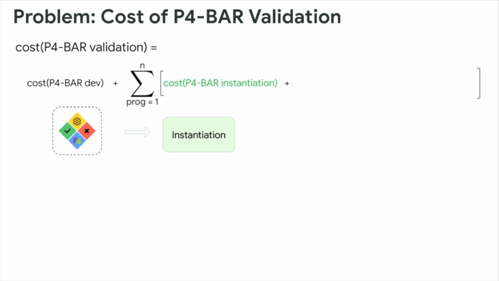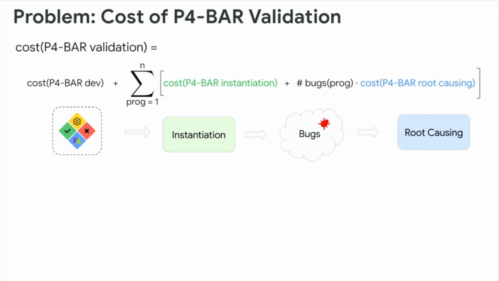One is the instantiation cost. Like, our tools don't magically just work for a new program. You kind of need to set them up. So that's the first part. And once you've instantiated your tools, well, they do what they were designed to do.